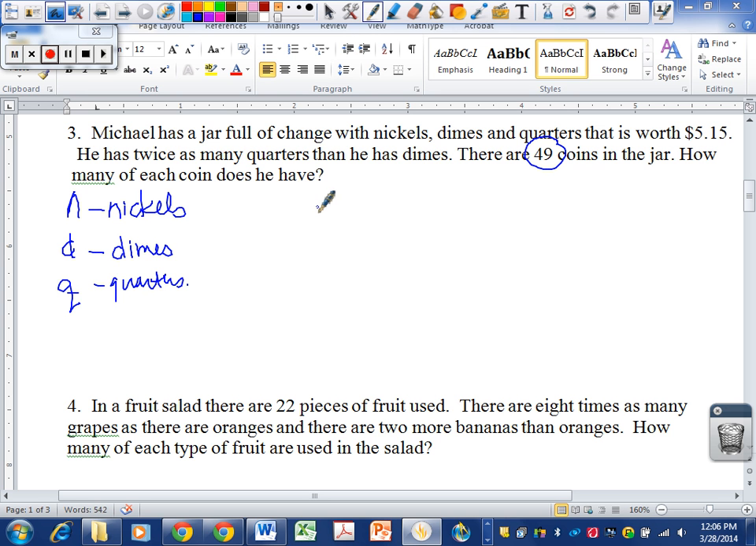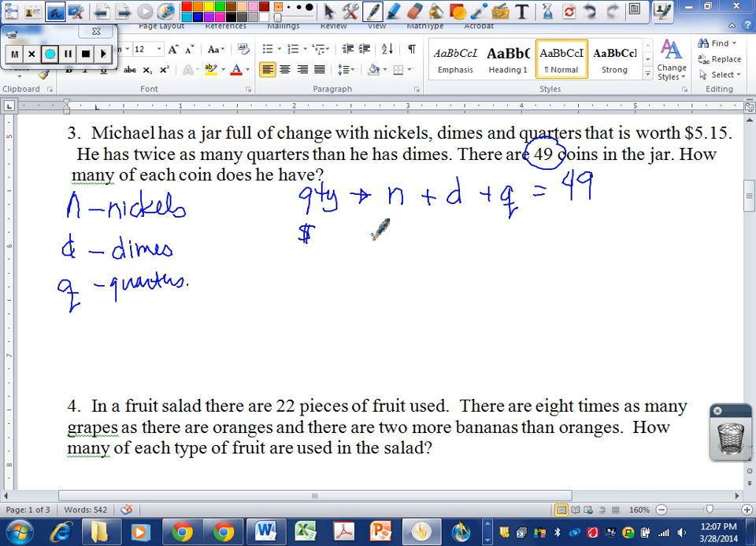So we have a quantity. Some amount of nickels plus some amount of dimes plus some amount of quarters equals 49 coins. Okay, there's one equation, 3 different variables. Okay, and now we have a value.